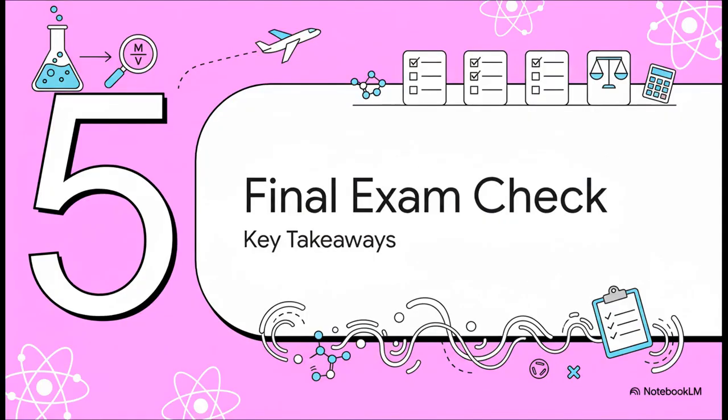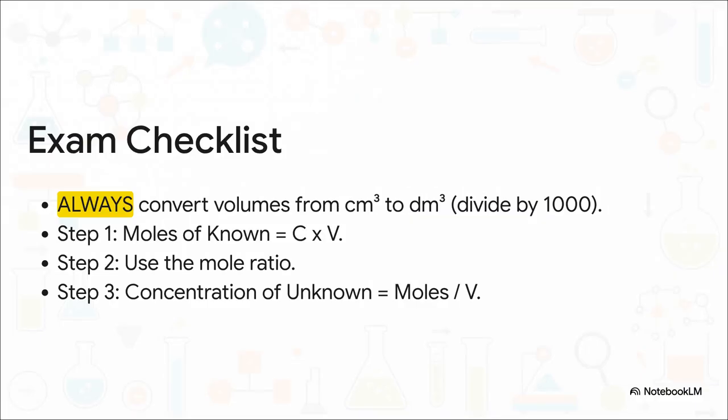Fantastic. Now, before we finish up, let's just quickly recap the things you absolutely, positively have to remember for your exam. Think of this as your final checklist before you walk in there and get all the marks. First things first, and I'm going to say it one more time. Always convert your volumes from centimeters cubed to decimeters cubed by dividing by 1,000. It's the easiest mistake to make, so just make it the first thing you check.